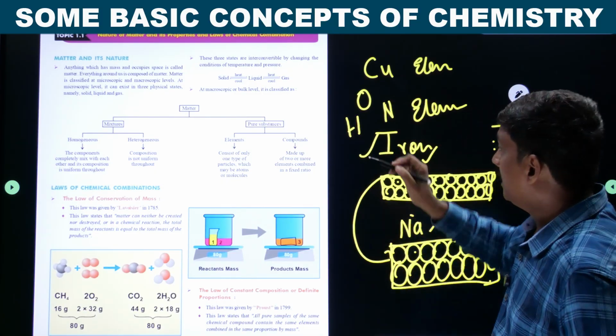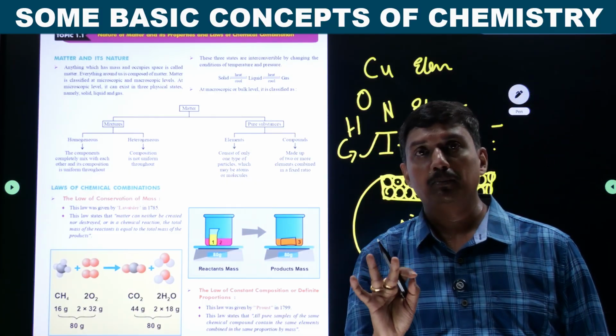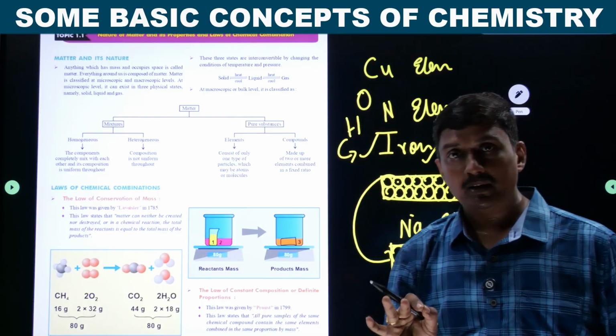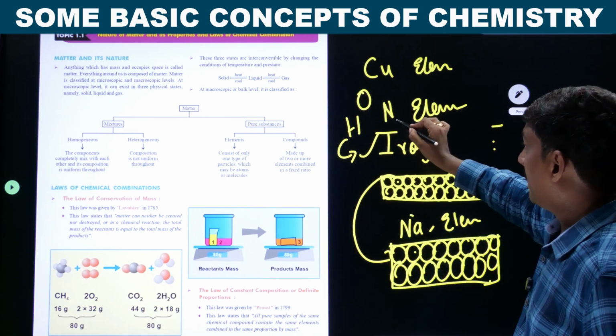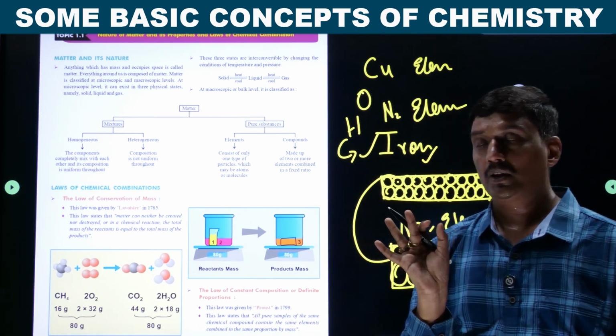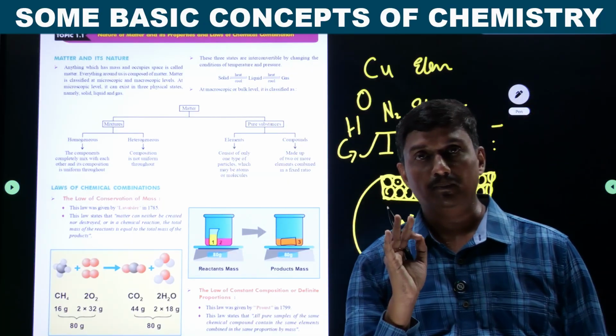The reason hydrogen is said to be an element is because it is made up of hydrogen atoms. Oxygen is an element because it is made up of oxygen atoms. Nitrogen is made up of nitrogen atoms. How these elements exist is the question.